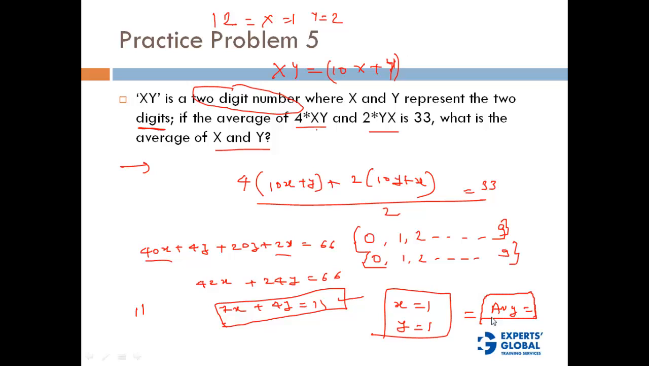Let's put this value back. XY is equal to 11. So this number is 44. This number is 22. And the average of that, 44 plus 22 by 2, is going to be 33 as given. So that means our solution is correct.